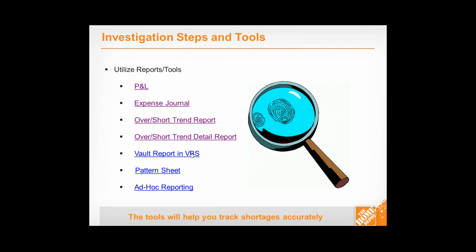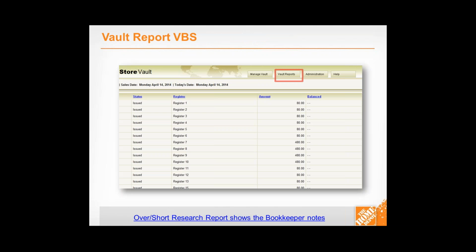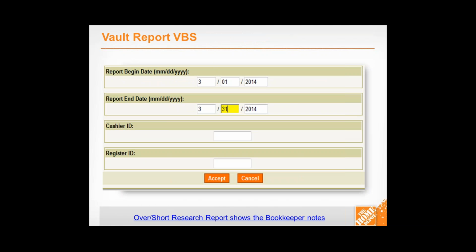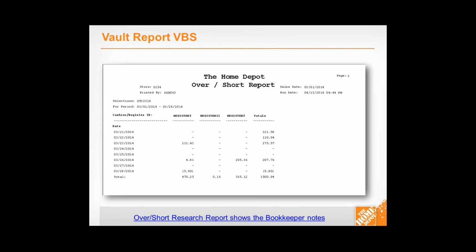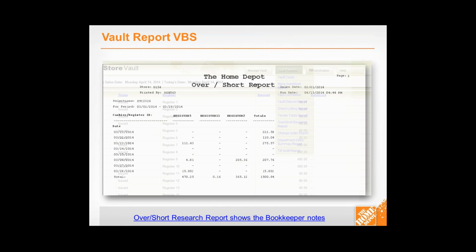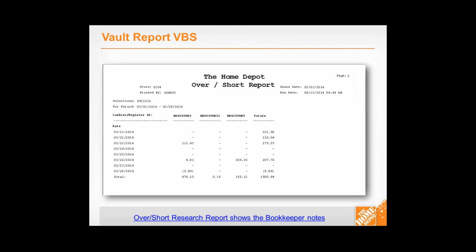Next, we're going to log into VBS and take a look at the vault report. So after you log into VBS, select Vault Reports. And the first one we're going to look at is a Store Overshort report. Select your date range. You can't go more than usually about 30-31 days with this. As you see here, you have your registers across the top and your totals down across the side.